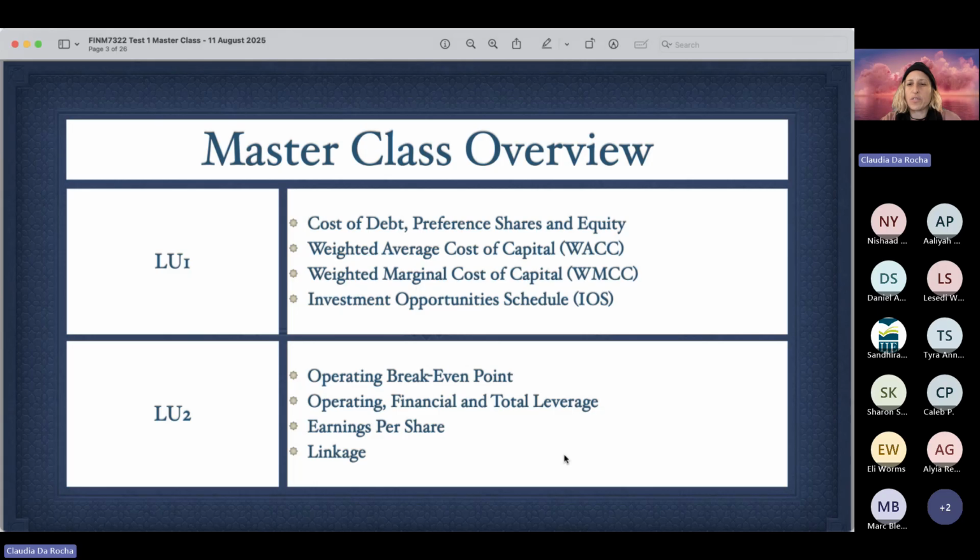We then have weighted average cost of capital. So this is a link to what you would have done in Financial Management 3A. And then we have weighted marginal cost of capital, which is new to this module, and then investment opportunities schedule, which we'll chat about. Then in Learning Unit 2, we have operating break-even point. We then have operating, financial and total leverage, and earnings per share and linkage. So earnings per share is something that you would have been doing in financial management since 2A, and it does repeat. So we do start looking at earnings per share in a different way in this learning unit.